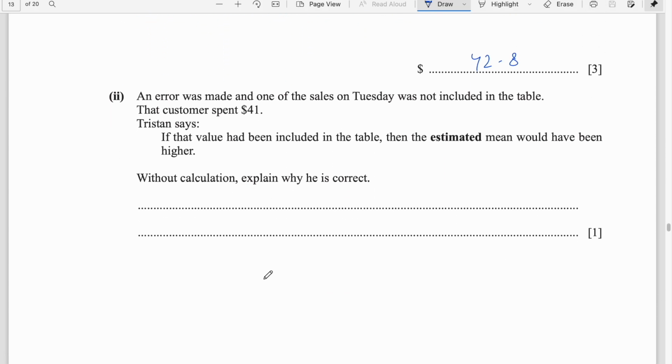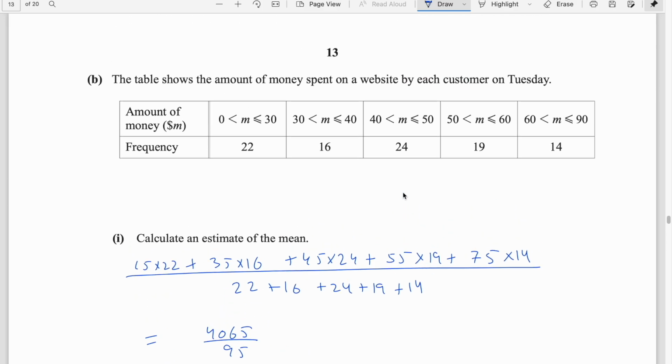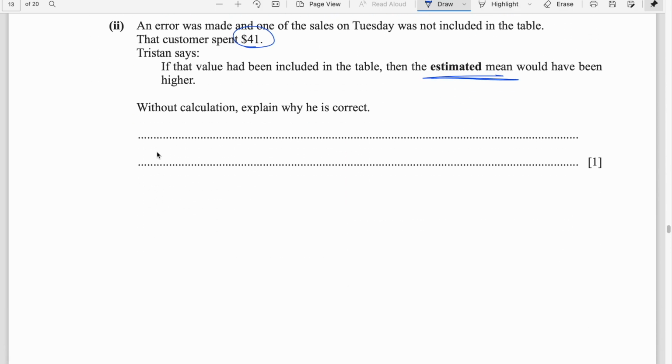An error was made and one of the sales on Tuesday was not included in the table. The customer had spent $41. Tristan says if that value had been included in the table, the estimated mean would have been higher. Without calculation, explain this. Okay. If 41 was missing, this would be added in this column, and by calculating the mean we are actually using 45 and not 41, so a higher value of that will be used. Definitely it will increase the mean.